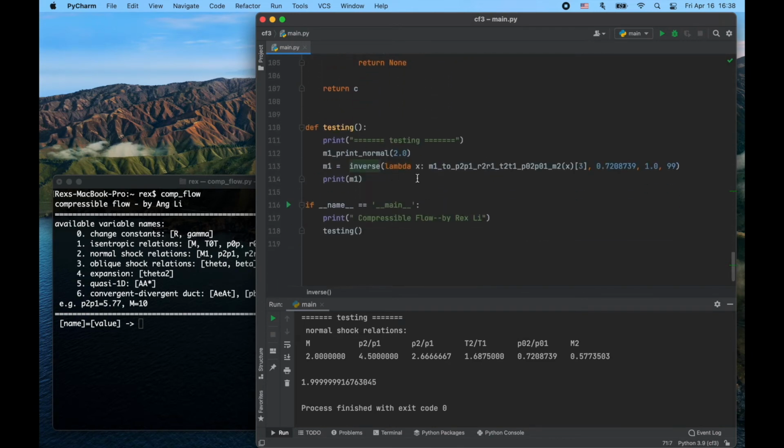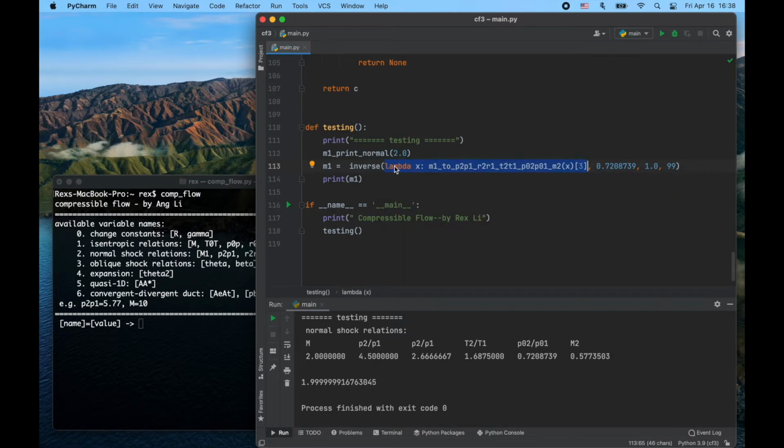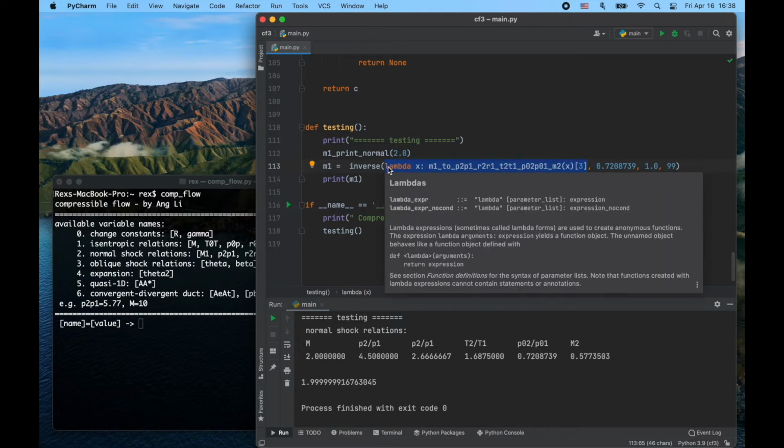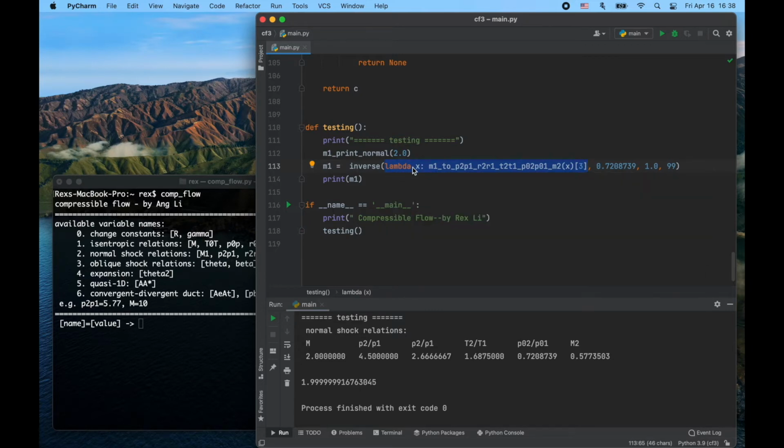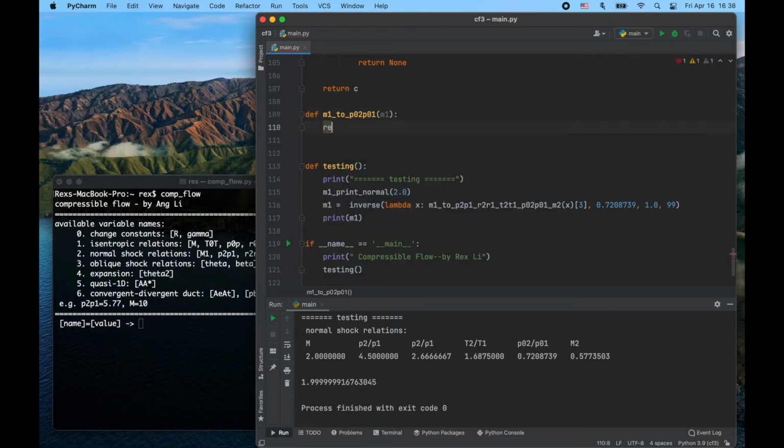And I'm going to explain briefly what this lambda function is. This function is simply an inline function in Python. The other way to do that without a lambda function is I will have to define a function. So this function, I will call it M1 to PO2 PO1, right? I pass the argument to be M1. And this will return PO2. So what is PO2? PO2 is just this function. But we only want this element.